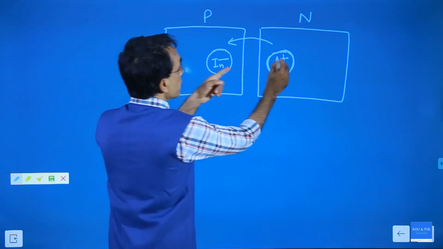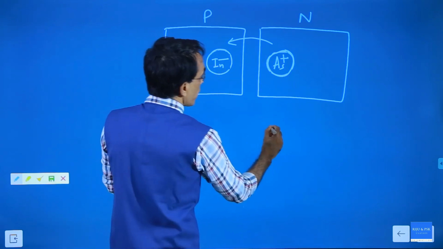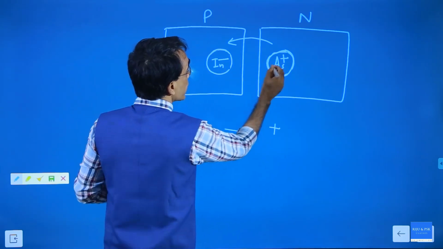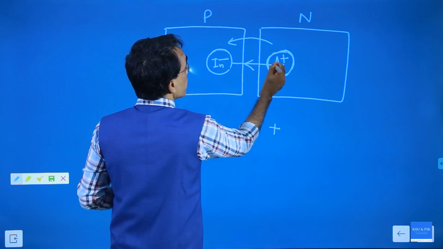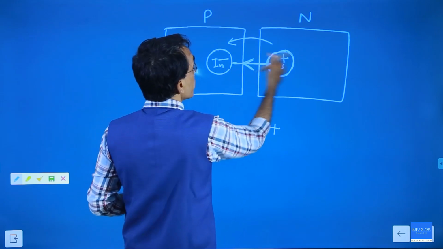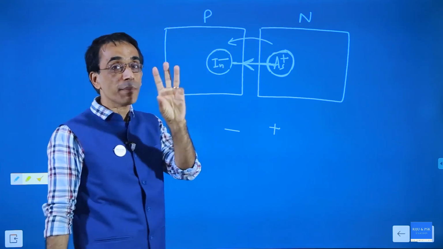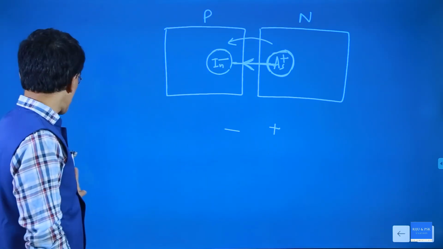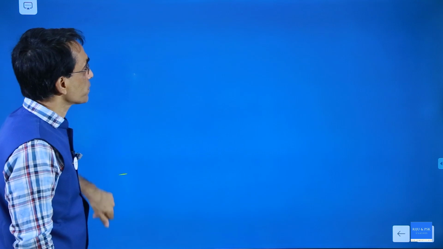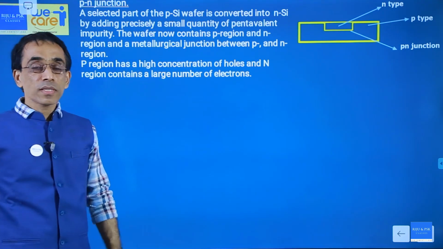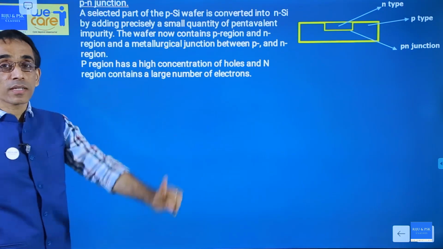And if there is a positive charge and a negative charge, there can be an electric field between them, and the electric field will be from n side to p side. This is the mechanism that I am going to explain. Okay, watch. This is called PN junction.